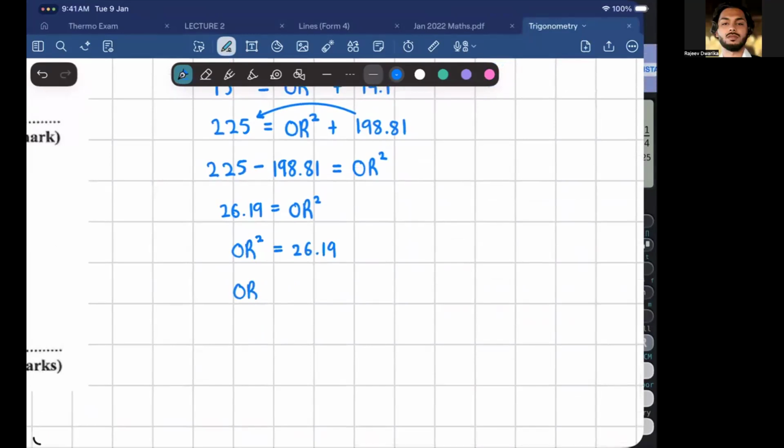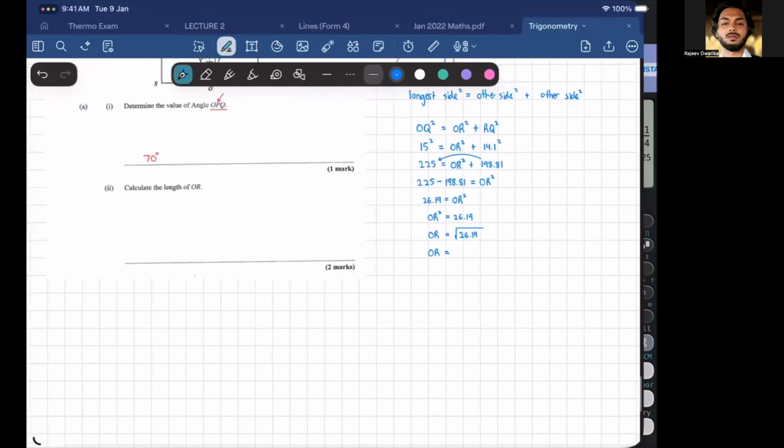We want to find OR, but we have OR squared. What is the opposite of squaring something? Square root. Right? So we're going to find the square root of 26.19. If you're wondering why there isn't a square root on the left-hand side, that's because if you square root a square term, it cancels off. So that's why there's no square root on the left-hand side, because it canceled off with the square. So plug that into your calculator and let me know what you get.